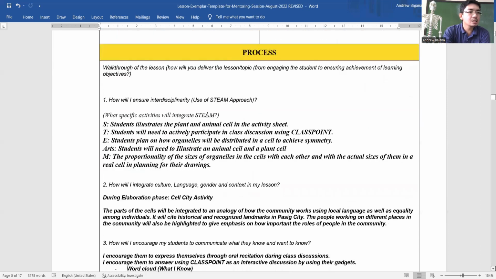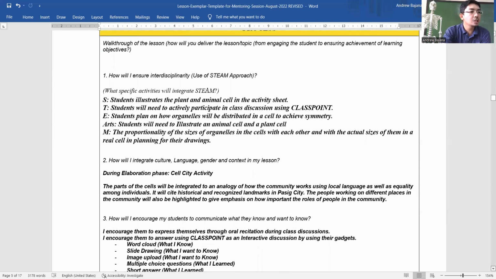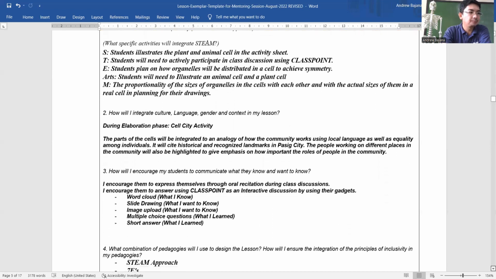Okay, for the process, I have answered this: the use of the STEAM approach. S: students illustrate the plant and animal cell in the activity sheet. P: students will actively participate in class discussion using ClassPoint. E: students plan how organelles will be distributed in a cell to achieve symmetry. Arts: students will illustrate both plant and animal cells. And for M: the proportionality of the size of organelles with each other and with their actual sizes in a real cell, in planning for their growth.